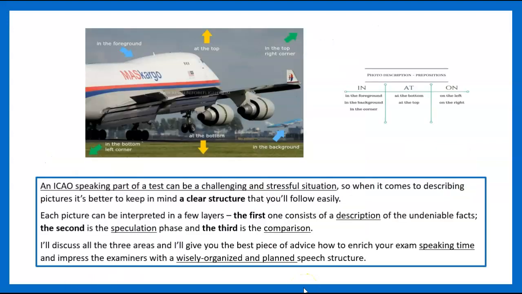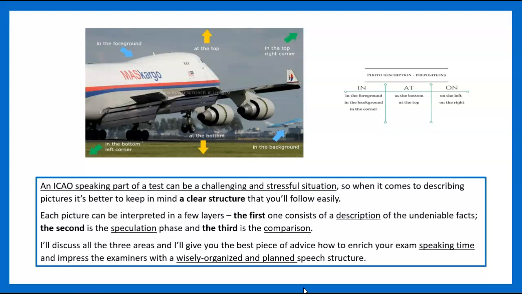Now everyone knows that the speaking part of the ICAO test can be a challenging and stressful situation, so when it comes to describing pictures, it's better to keep in mind a clear structure that you can follow easily. So, we could say that each picture can be interpreted in a few layers, 3 to be precise.